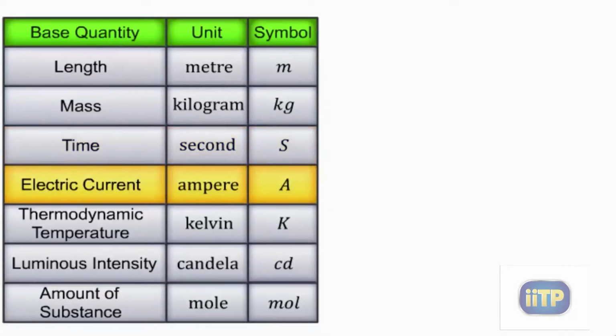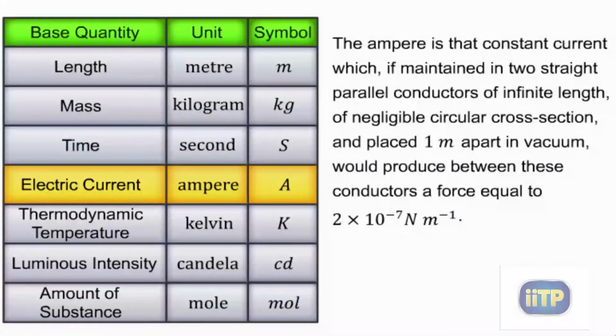Electric current is measured in ampere, denoted by the capital letter A. An ampere is that constant current which, if maintained in 2 straight parallel conductors of infinite length, of negligible circular cross-section, and placed 1 meter apart in a vacuum, would produce between these conductors a force equal to 2 multiplied by 10 raised to the power -7 Newton per meter length of the conductor.